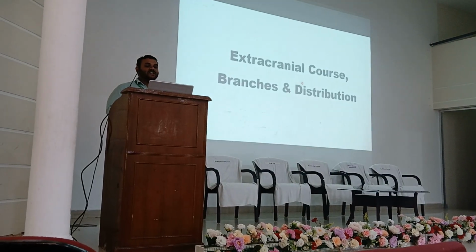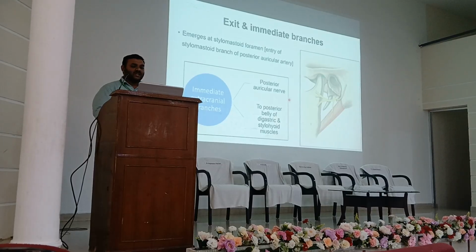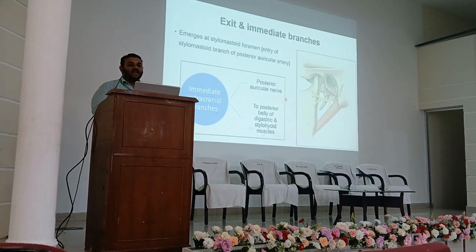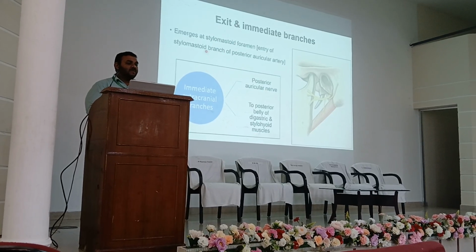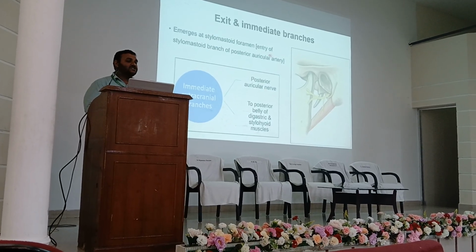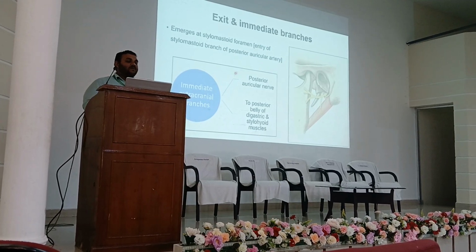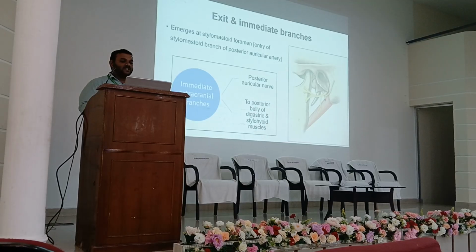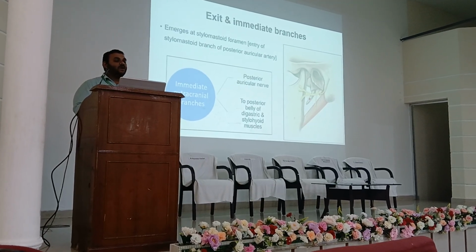Next is the extracranial course, branches and distribution. The facial nerve emerges at the base of the skull at the stylomastoid foramen, at the entry of the stylomastoid branch of the posterior auricular artery. The immediate extracranial branches are the posterior auricular nerve, and the branches to the posterior belly of digastric and stylohyoid muscle.